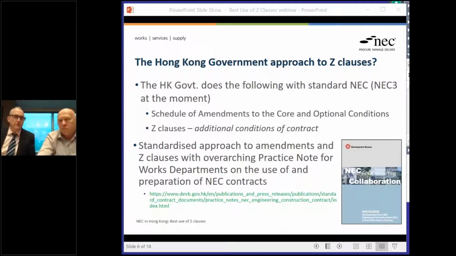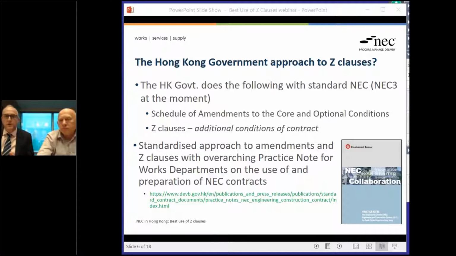And fortunately, in Hong Kong, the Government Bureau has taken a lead so that we have a standardised approach amongst the public works departments to how they procure NEC. That's not to say there's no variance and there can't be any departure, but there are standard sets of amendments, standard sets of additional conditions, and an overarching practice note, which is an excellent document. There's the picture of the front cover of it on the slide, and the web address if you're not already familiar with it. That practice note does a number of good things.